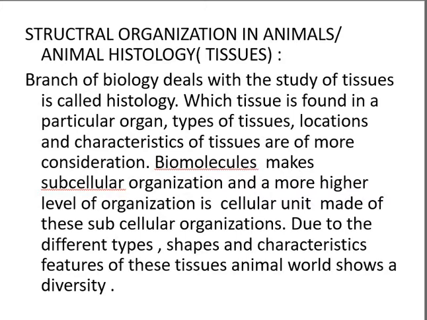Which tissue is found in a particular organ, the types of tissues, locations and characteristics of tissues are of more consideration for our study. Biomolecules make subcellular organization, and a higher level of organization is the cellular unit made of these subcellular organizations. Due to different types, shapes and characteristic features of these tissues, the animal world shows diversity.